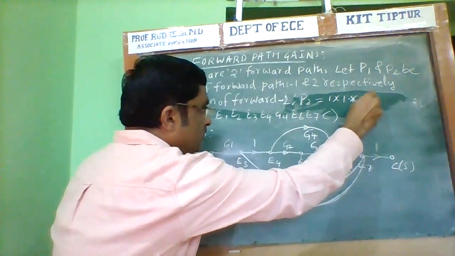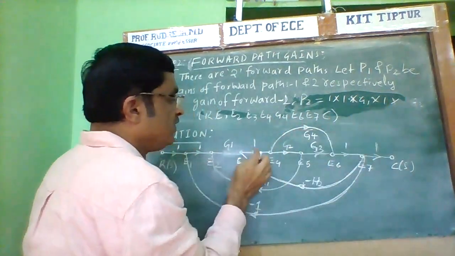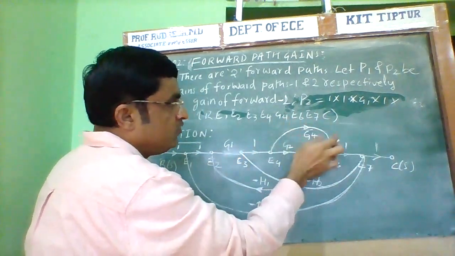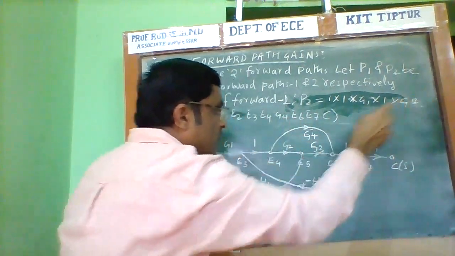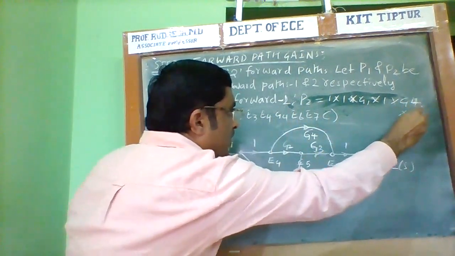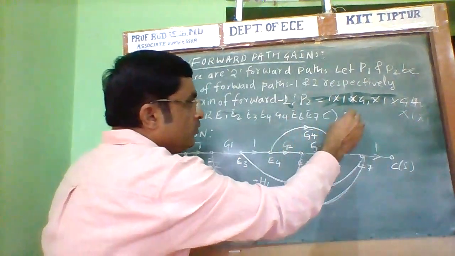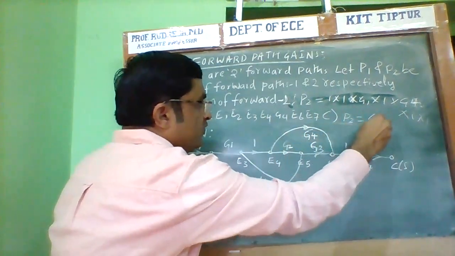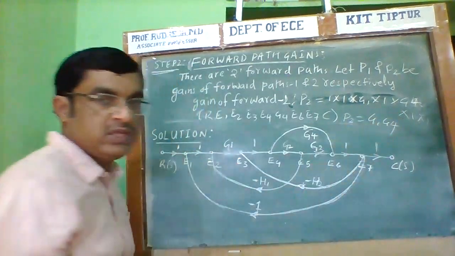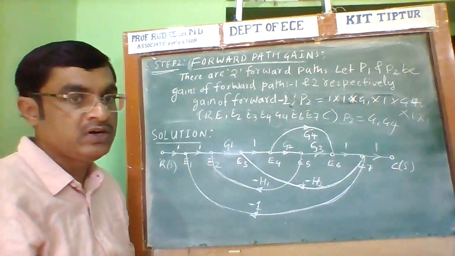into 1 into G1 into 1 into G4 again into 1 into 1. Therefore, the P2 value is G1 into G4. The gain of the second forward path is G1 and G4.